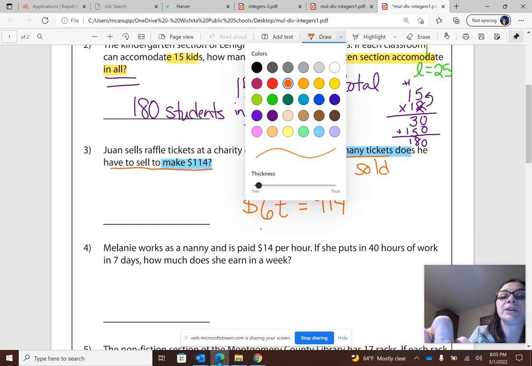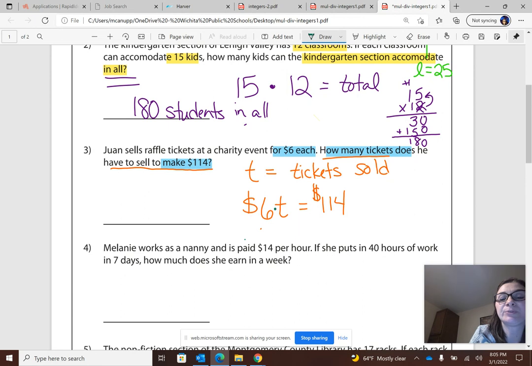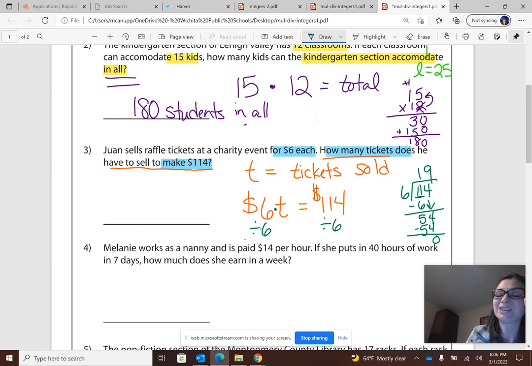As we have been working on, this means multiply, so we want to do the opposite of that. So we're going to divide by 6 and divide by 6. I don't have a calculator with me, so I'm going to do this longhand. 6 goes into 11 one time. I subtract and get 5. Bring down the 4. And 9 times 6 is 54. So how many tickets does he have to sell? 19 tickets.